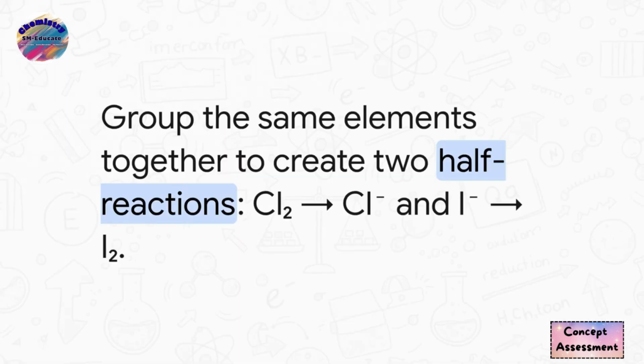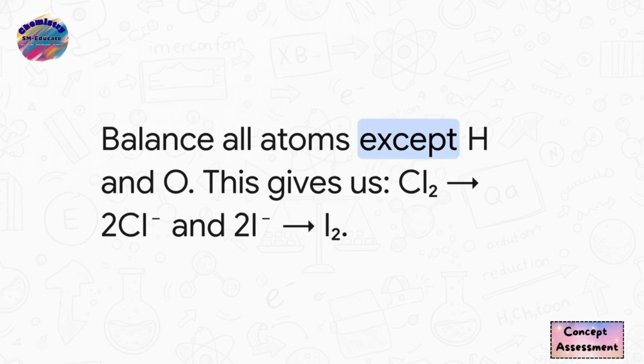The very first move is to split the team. Think of it like this. We're going to group the chlorine guys together and the iodine guys together. This gives us our two starting half reactions. This way, we can really focus on what's happening to one element at a time, which makes things so much easier.